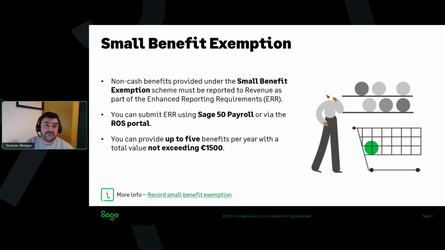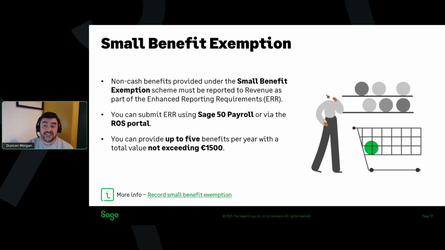Now, the other thing I want to mention when we're talking about finishing payroll in 2025 is small benefit exemption. You may be aware that since 1st of January 2024, any small benefits provided to employees must be reported to revenue in real time under the Enhanced Reporting Requirements, or ERR.